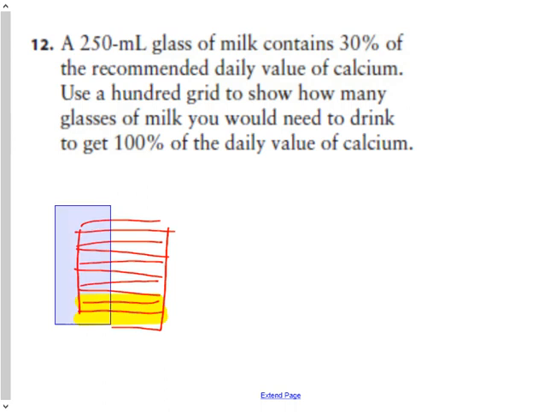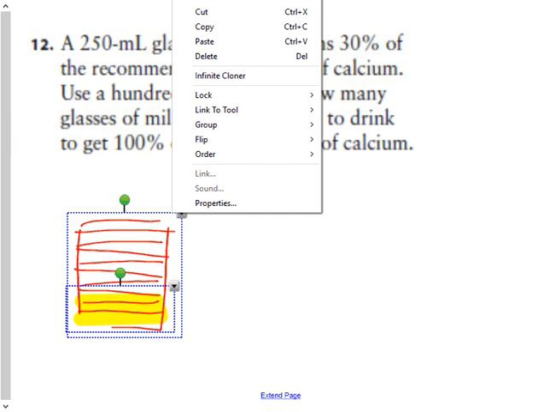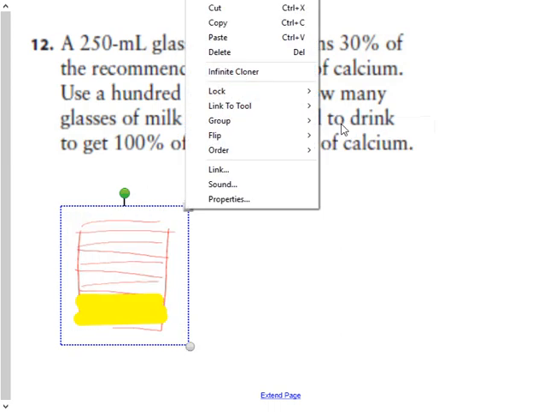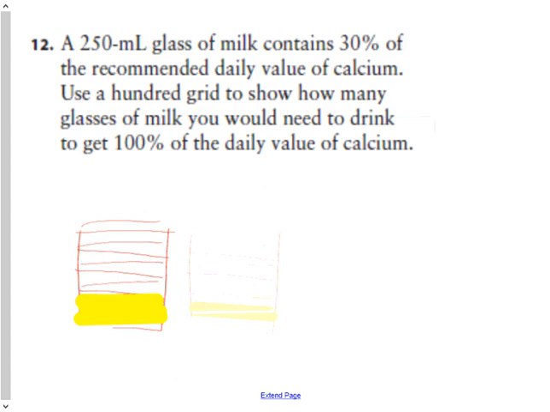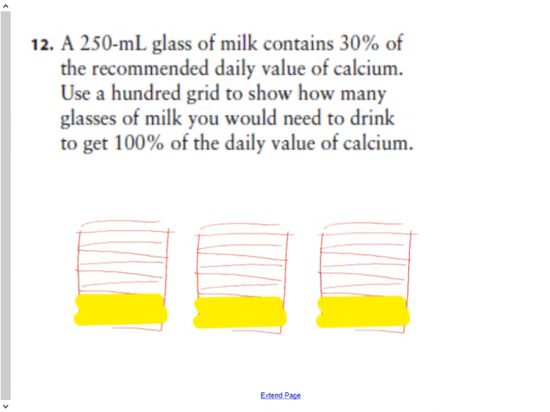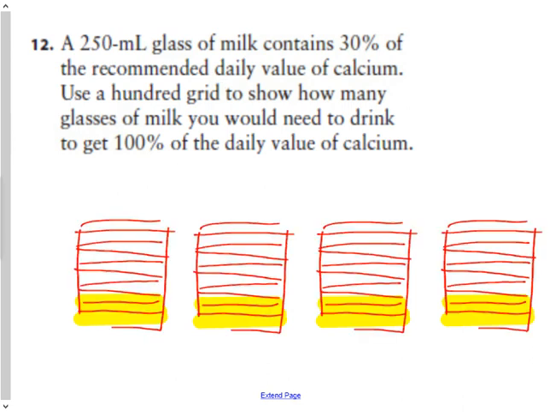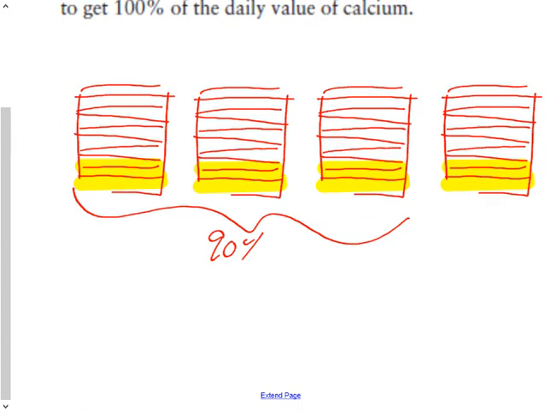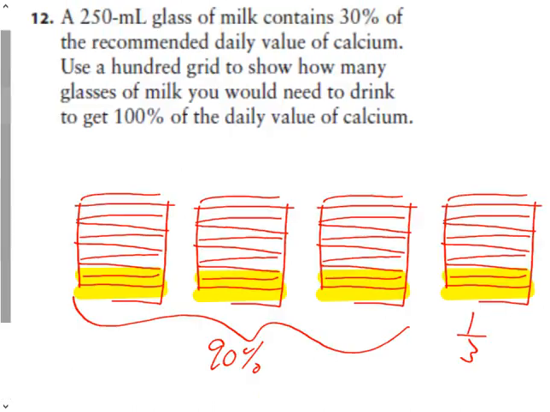So if I was to triple this and just infinite clone it, let's group it. If I was to double it, I'd have 60%. If I would triple it, I'd have 90%. I don't need a full version of this, because really this represents 90% of my daily recommended value. And I only need one more of these, so I need a third of this one, right? So through pictures, I would need 3 glasses and a third of a glass to make 100% of my daily calcium intake.